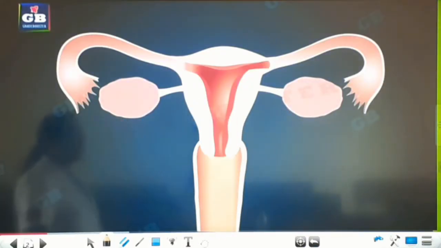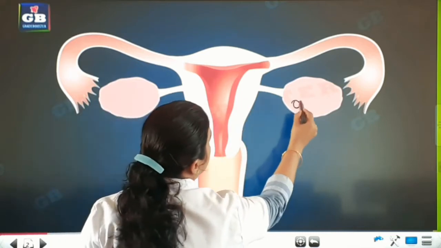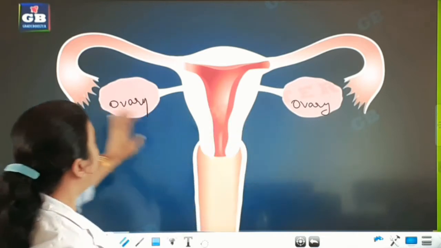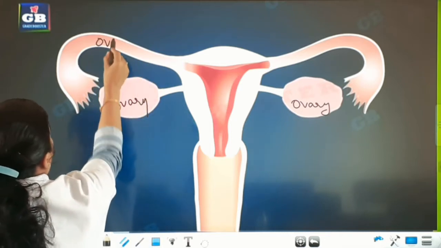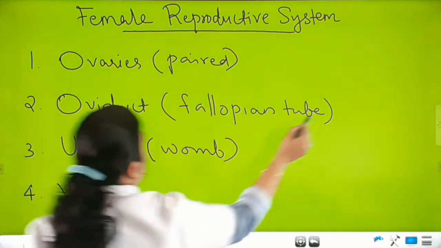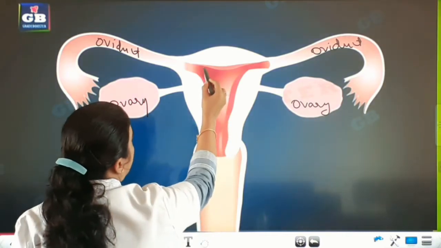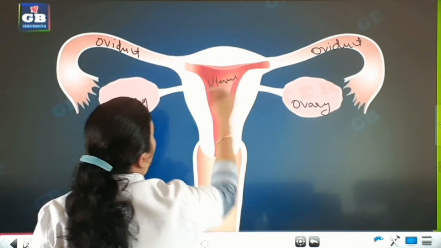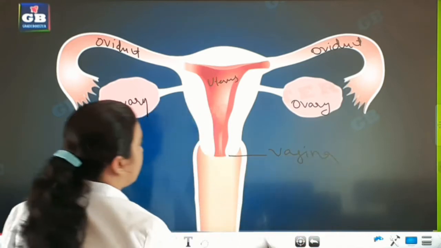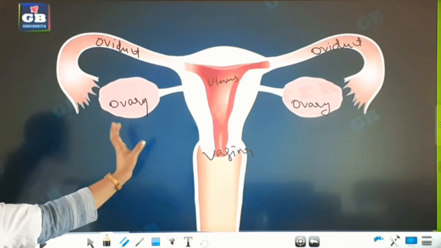So this is the structure of the female reproductive system. Here I locate the organs. These are the two ovaries, one on either side of the abdomen. And these are the oviduct or fallopian tube. Here also oviduct, so we can say the oviduct is also a paired structure. And we can see the uterus over here, the uterus or womb. Then we can see the vagina over here. So this is the structure of the female reproductive system.